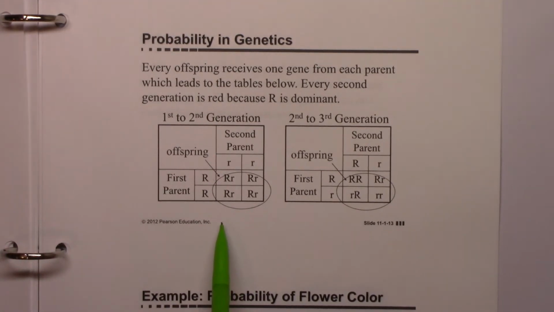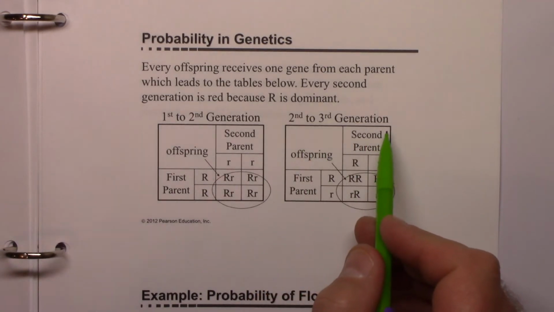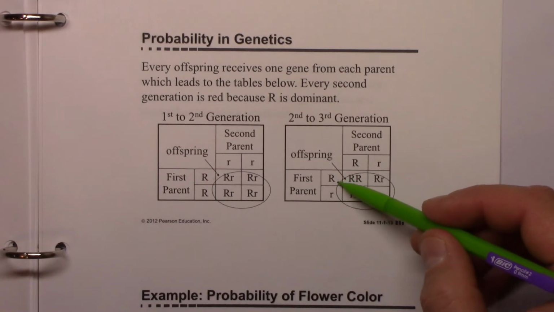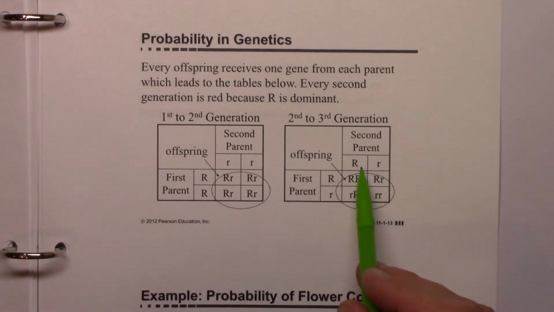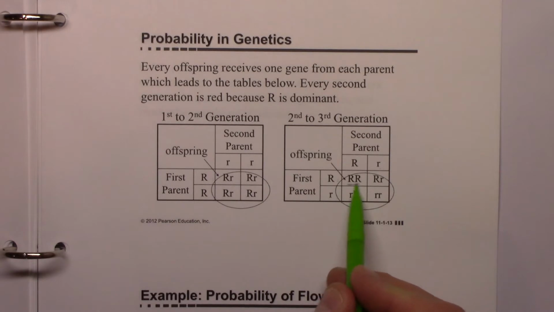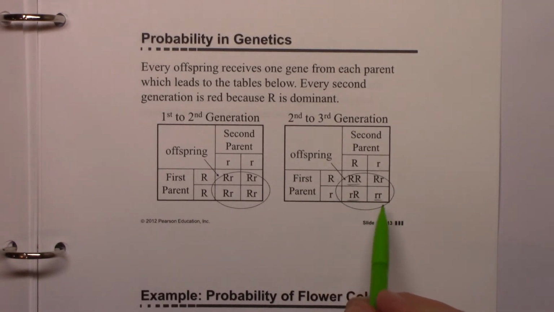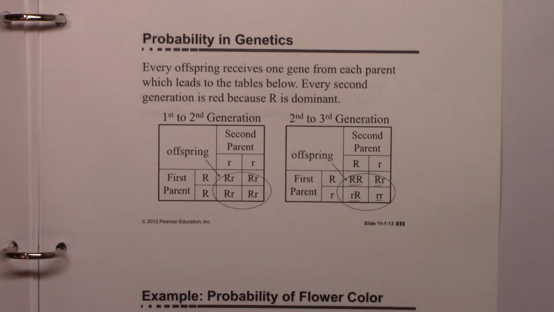It's more interesting to see what happens going from the second to third generation, because now the first parent has one of each gene, the red and the white. Likewise here, the second parent has a red and a white. Now when you put those together, you can get a pure red or a pure white, or you can get a mixture of each, Rr and rR. Now, both of these will end up being red because red is the dominant gene.